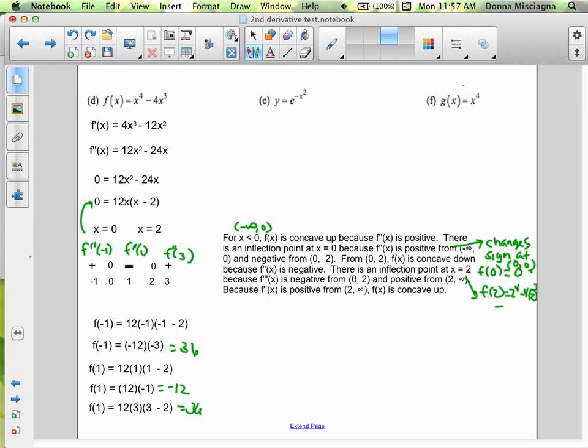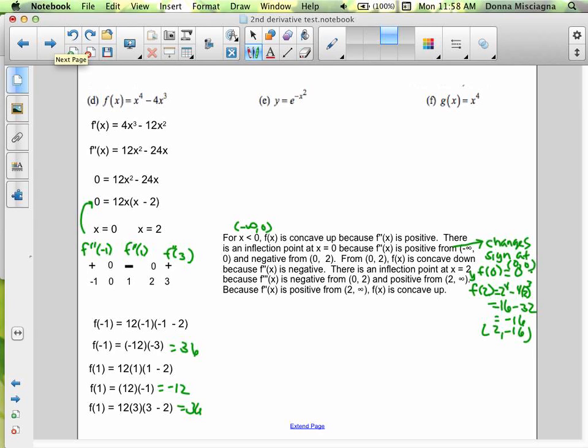That's going to be 16 minus 8 times 4. That'd be 32, so that's negative 16. So this is the point 2, negative 16.